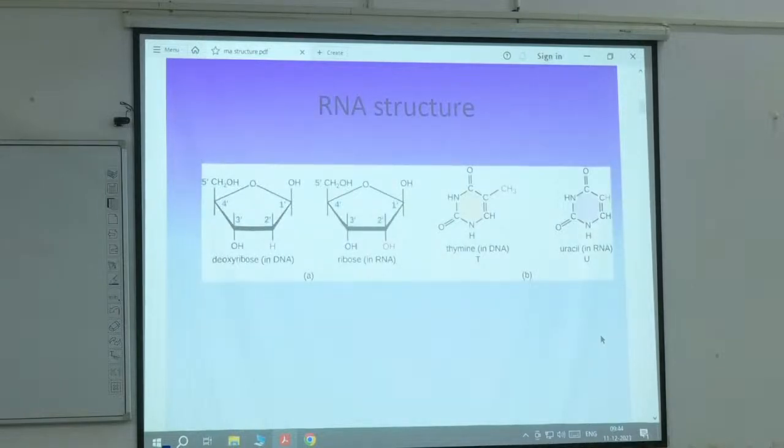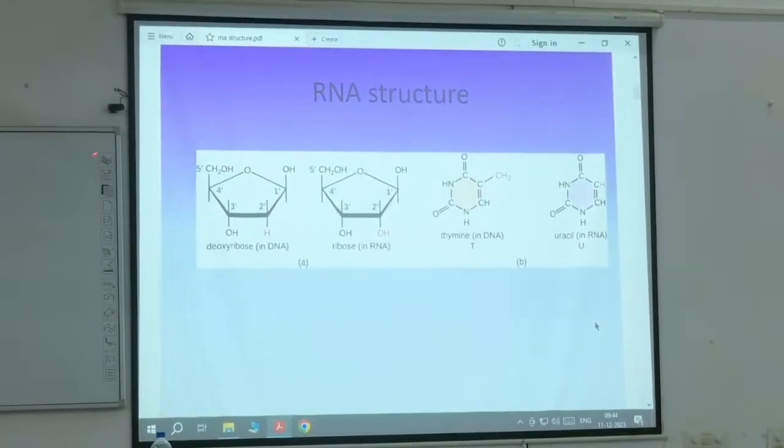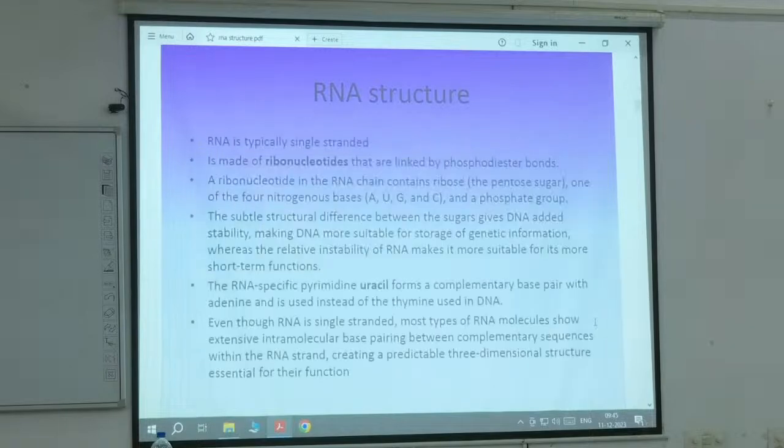Once again, the structure, ribose structure, see, thymine is, name it, quick, 5-methyl, 2,4-dioxo pyrimidine. Okay? Uracil is 2,4-dioxo pyrimidine. Okay.